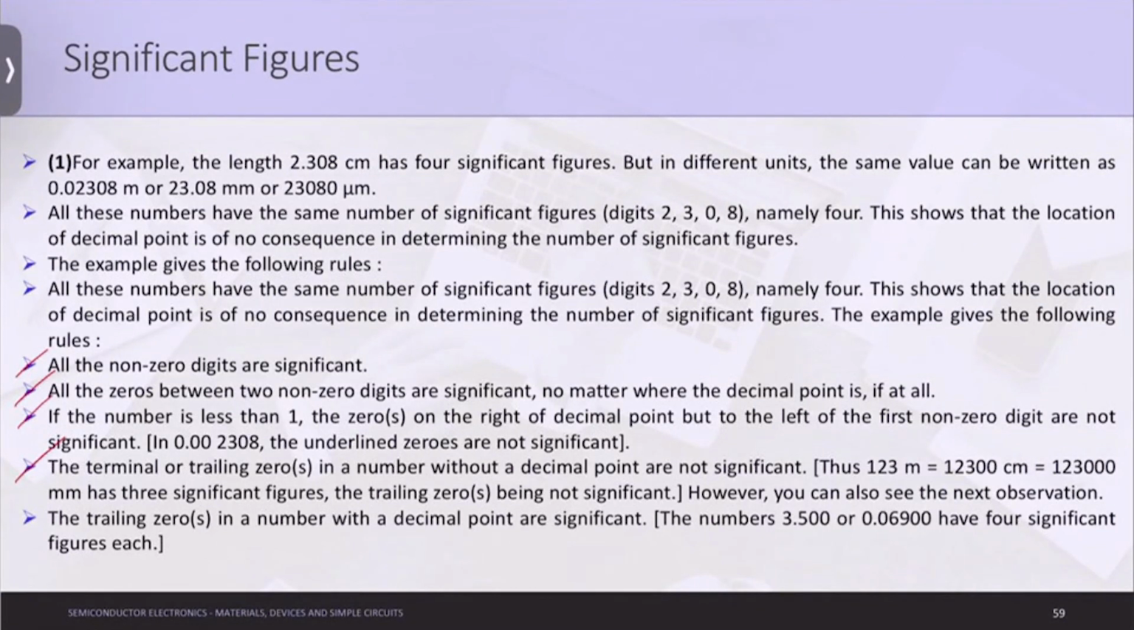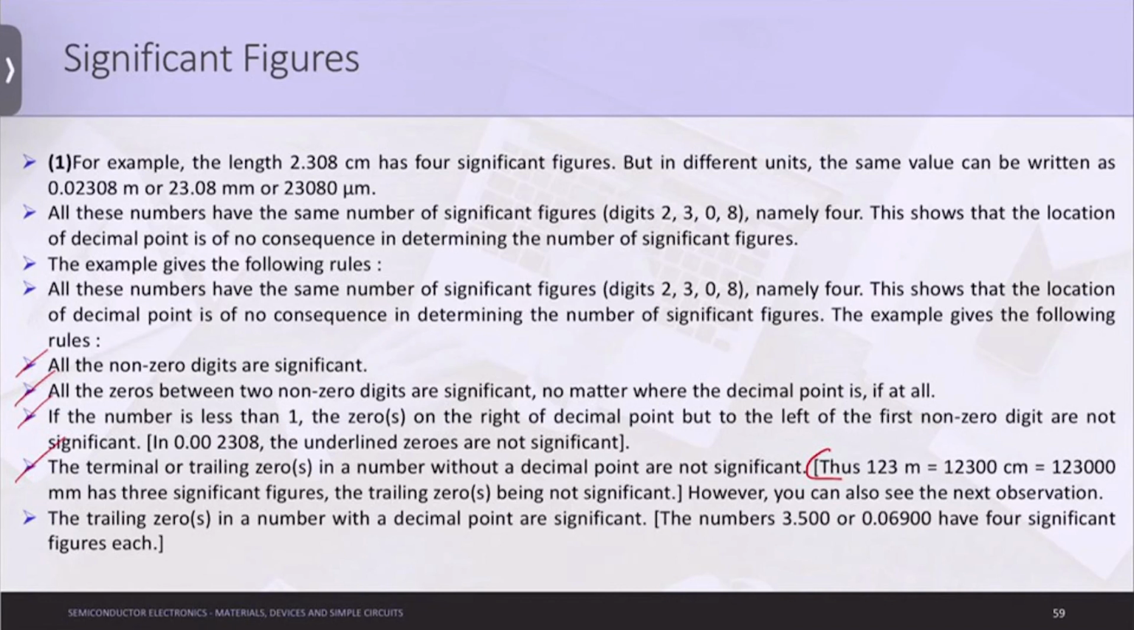Moving on, so just explaining whatever is written here. So thus 123 meters is equal to 12300 centimeters, which is equal to 123,000 mm, has 3 significant figures only. The trailing zeros being not significant. Okay, fine. However, you can also see the next observation.